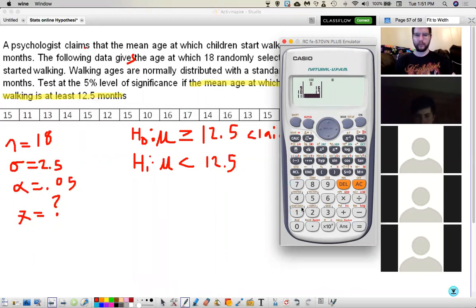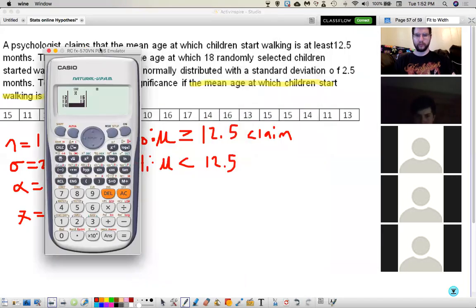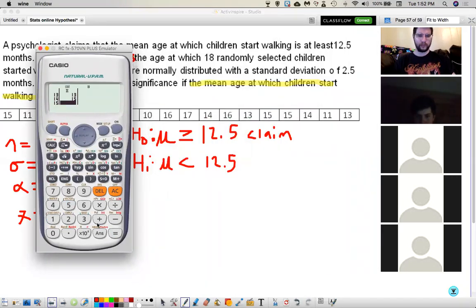17, 14, 16, 15, 14, 11, and 13. I like to check and make sure I have the right number of numbers. 18 is how many numbers I have, and that's how many I should have. At least I know I didn't skip one or double one. I can't be sure I typed in everything correctly, but if I had a number other than 18 here, I definitely typed something in wrong.